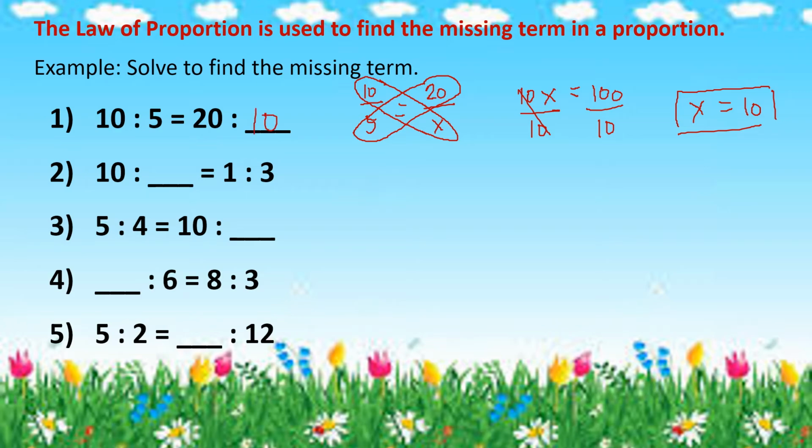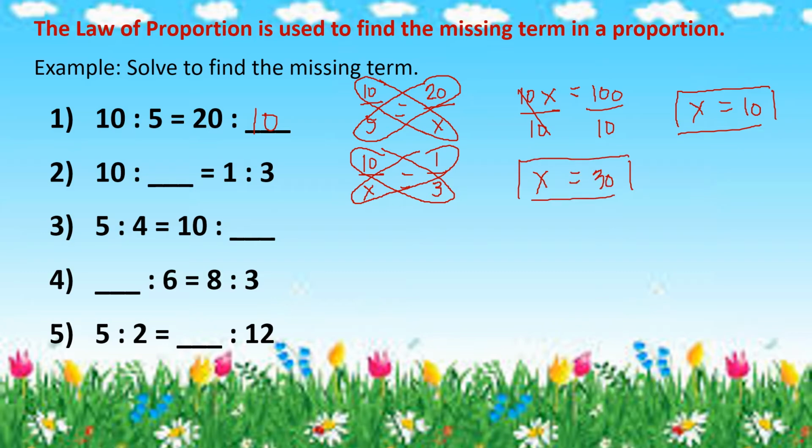Number 2, 10 is to blank is equal to 1 is to 3. Rewrite in fraction form, we have 10 is to, let's say x is the missing term, is equal to 1 is to 3. The product of the means is equal to the product of the extremes. So x times 1, x. 10 times 3, 30. Therefore, the value of the missing term is 30.